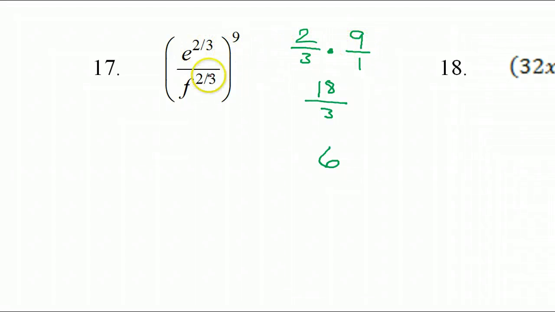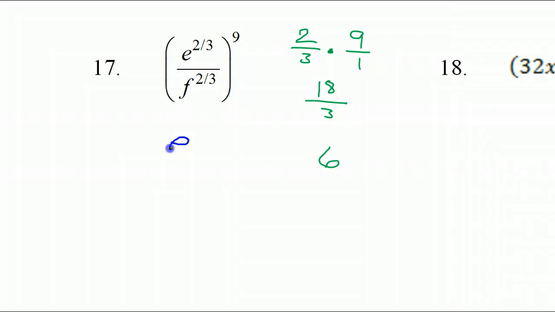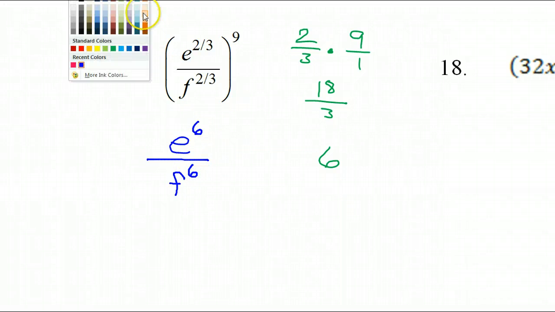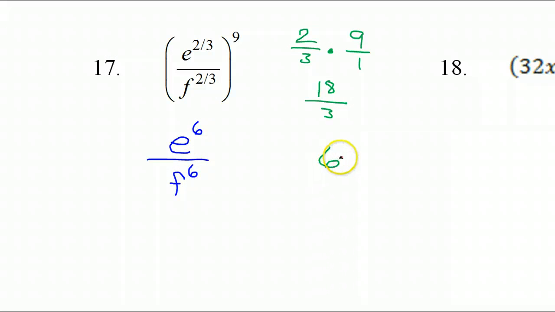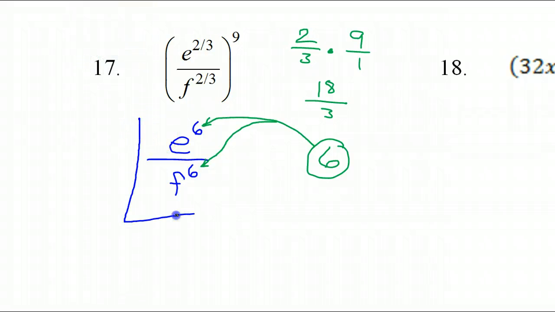So that's what's happening in both places. So that's why I'm going to wind up with e to the 6th power over f to the 6th power. Okay, so please understand that these 6's are coming from this calculation. Alright, but anyway, that's the final answer for number 17.